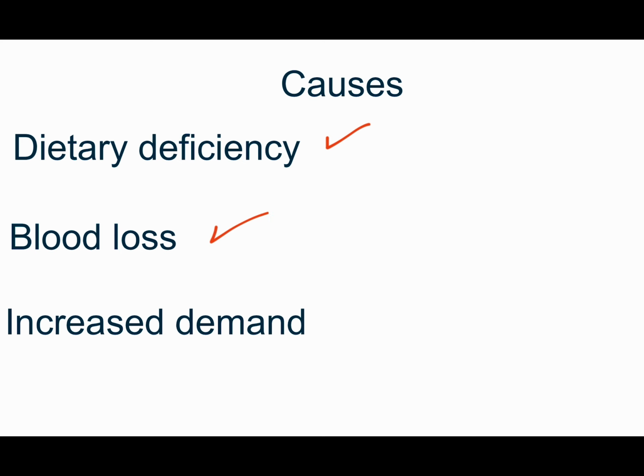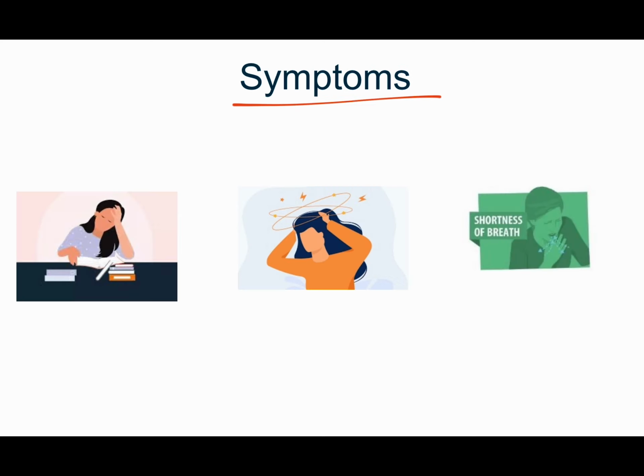The third cause is increased demand. At certain times, the body needs more iron to support growth or increased blood production, like during pregnancy, childhood, and even in intense physical activity. The symptoms of iron deficiency anemia include feeling tired all the time because the body isn't getting enough oxygen, looking pale because there are fewer red blood cells, weakness, dizziness, and even shortness of breath because the body can't carry enough oxygen to the tissues.